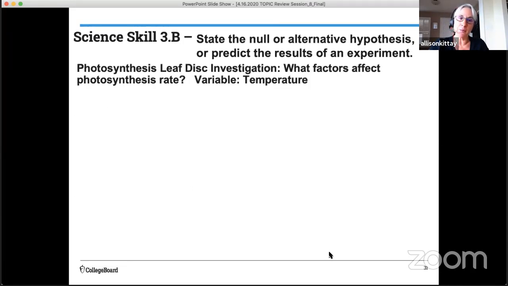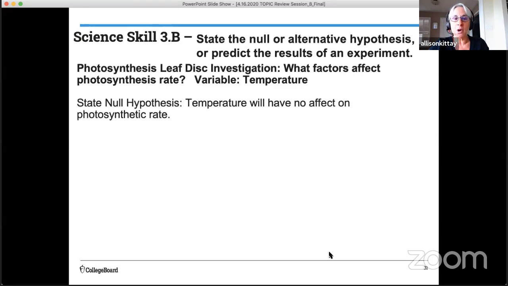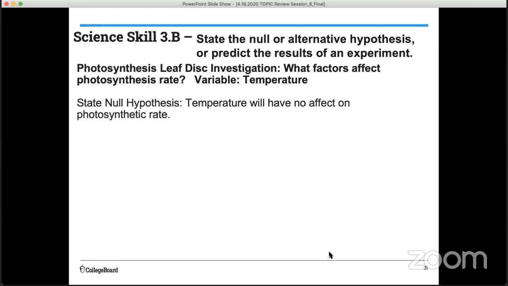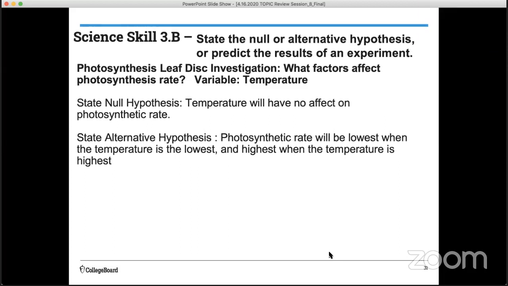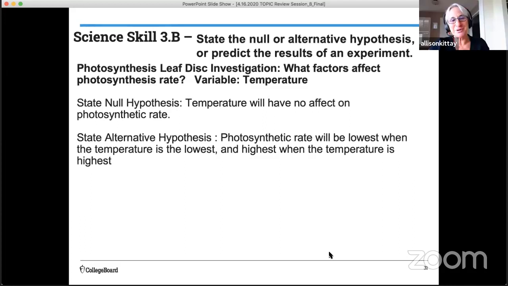One more quick skill practice, this time using that variable of temperature. So the null hypothesis would be that temperature will have no effect on photosynthetic rate. The alternative hypothesis is that photosynthetic rate will be lowest when the temperature is lowest and highest when the temperature is highest. Now, that may not be a correct hypothesis because we remember from that data that super high temperature actually denatured the photosynthetic enzymes, and so the rate actually was lower.